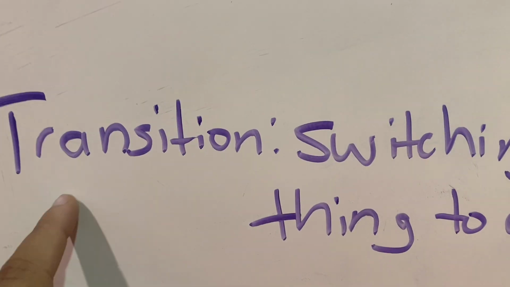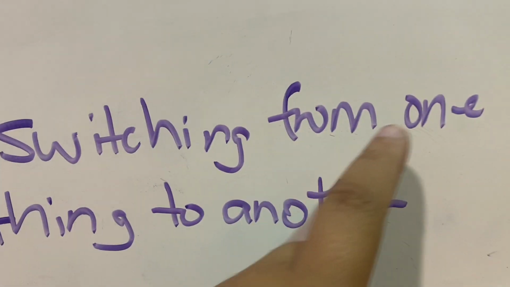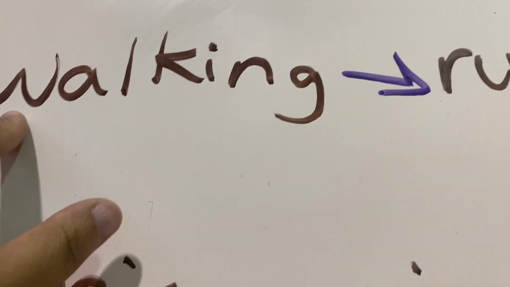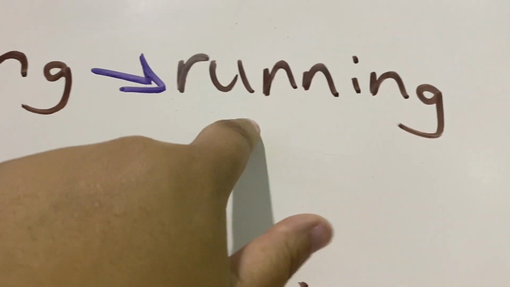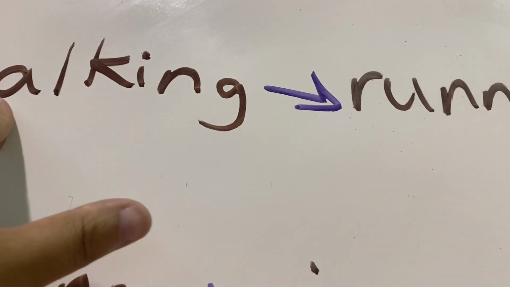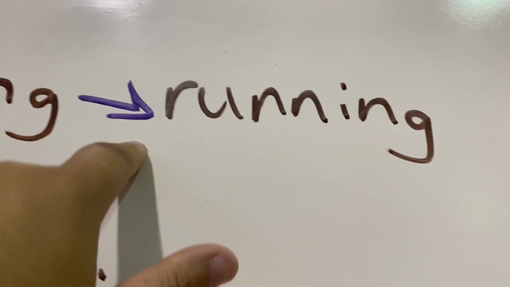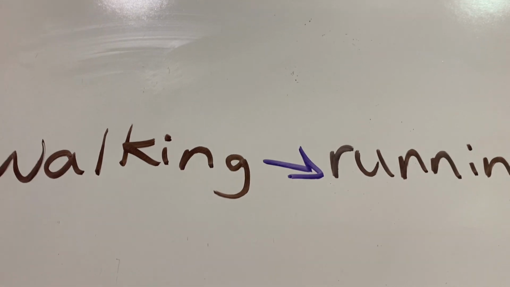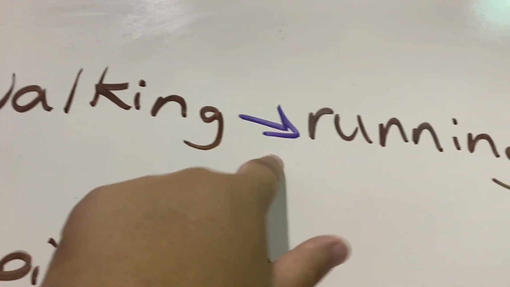Lastly, I want to talk about transitions. Switching from one thing to another. So the first thing I want you to practice, I want you to start out walking and then go to running. So this means transitioning. Can you start off walking and then go to running? For the next minute, practice that. Walking to running.